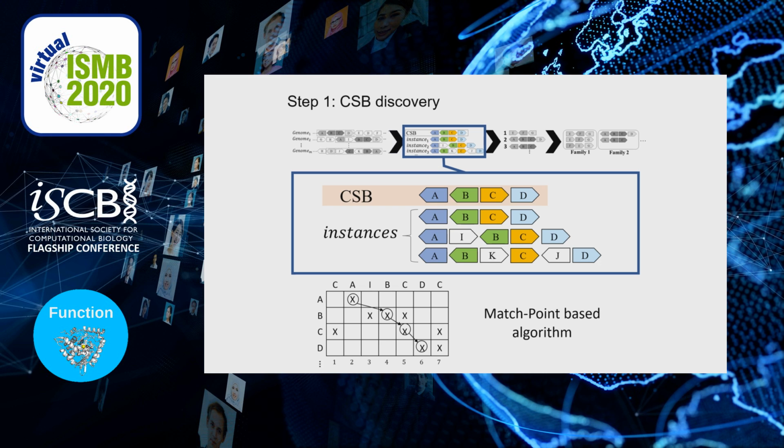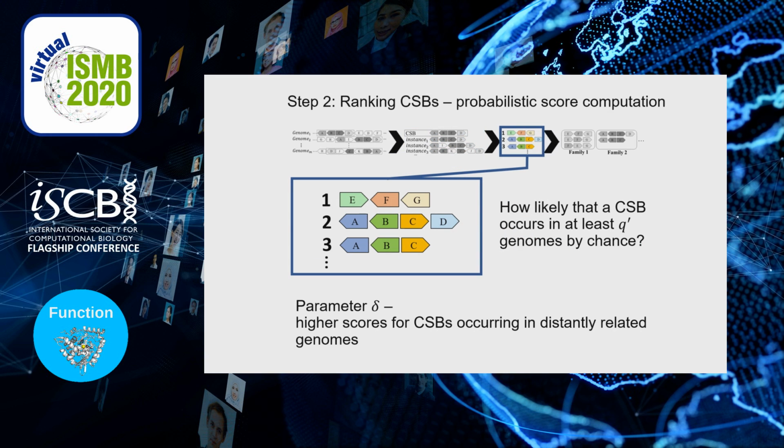For CSB discovery, we use a sparse dynamic programming algorithm based on matchpoint arithmetic, which I will describe later in the presentation. In the second step of the pipeline, each of the discovered CSBs is assigned a probabilistic ranking score. Assuming uniform random order of genes in a genome, the ranking score of a CSB reflects the probability that it occurs by chance. This score is affected by the length of the CSB, the number of genomes in which it appears, the number of gene insertions allowed, and the frequency of the genes in a CSB.